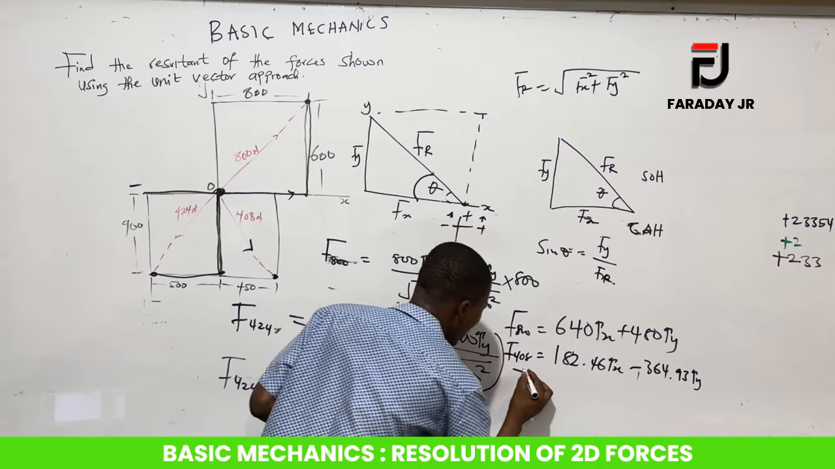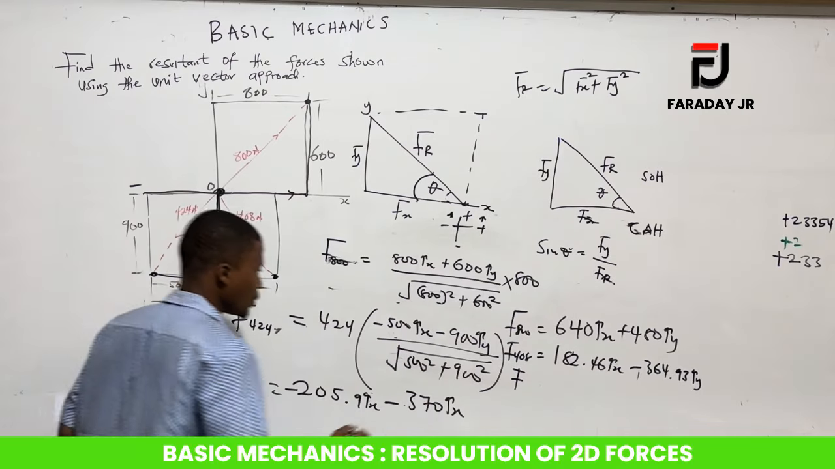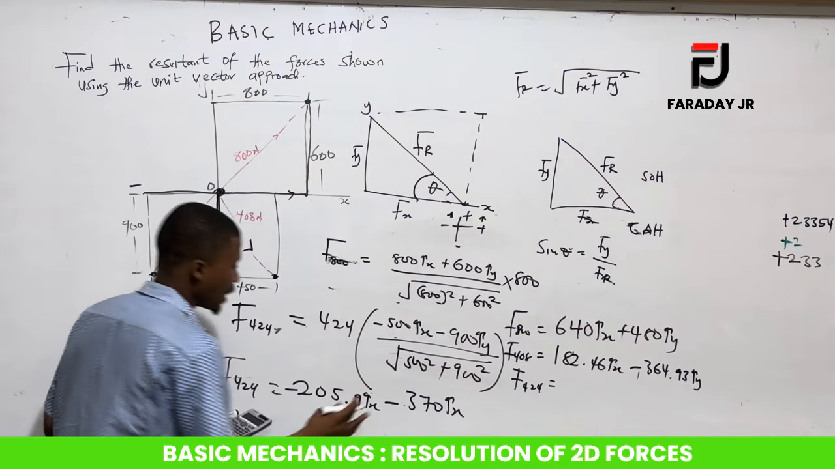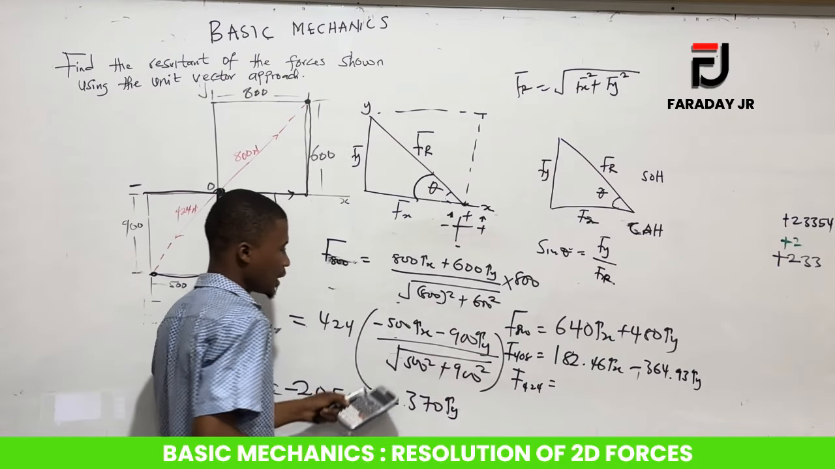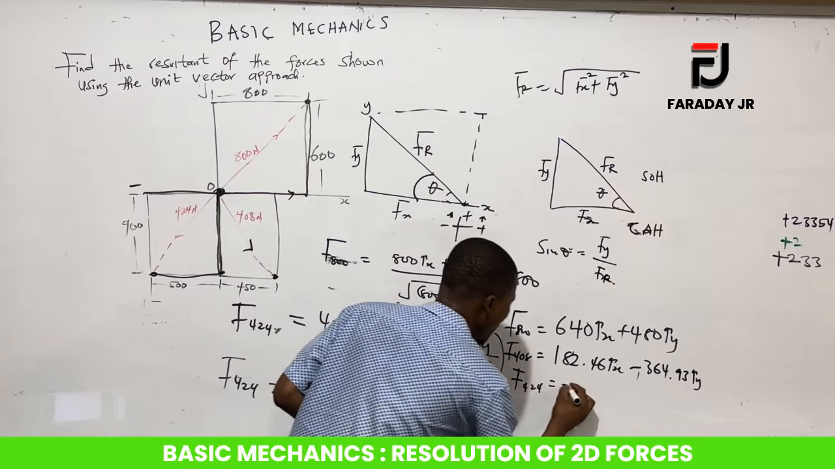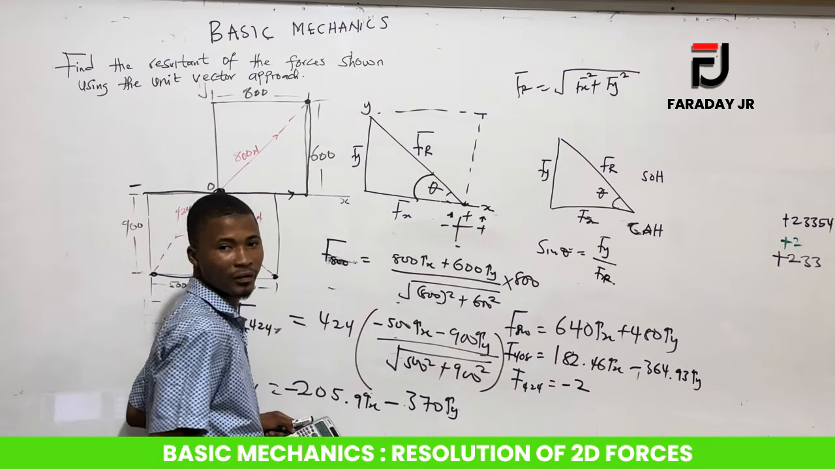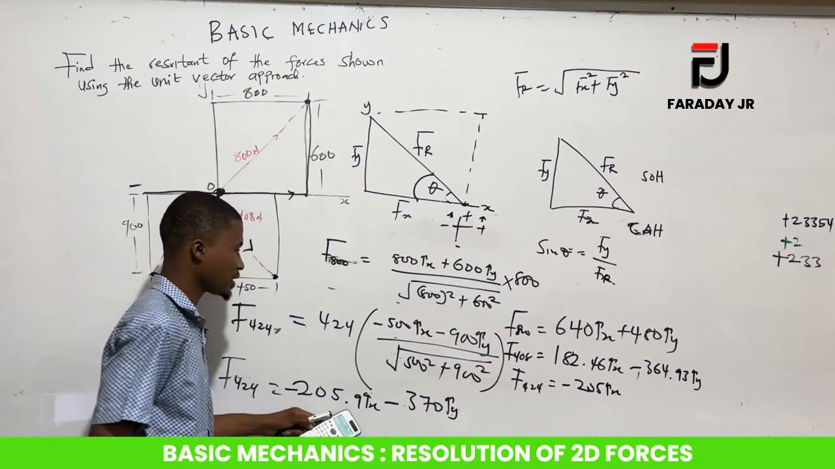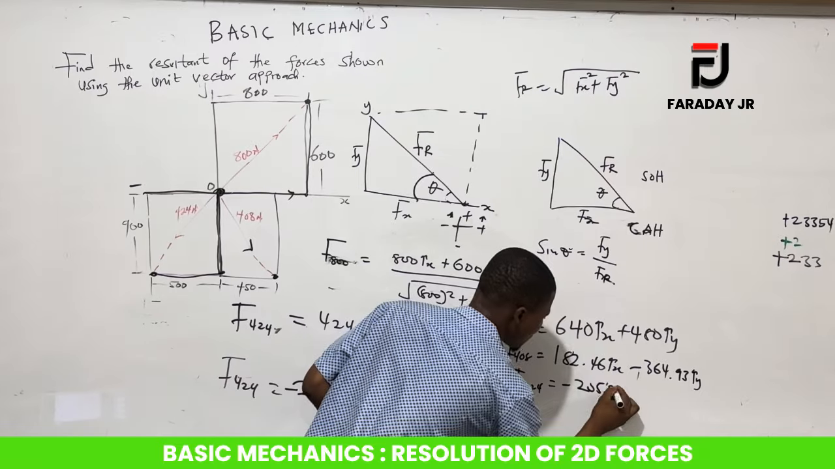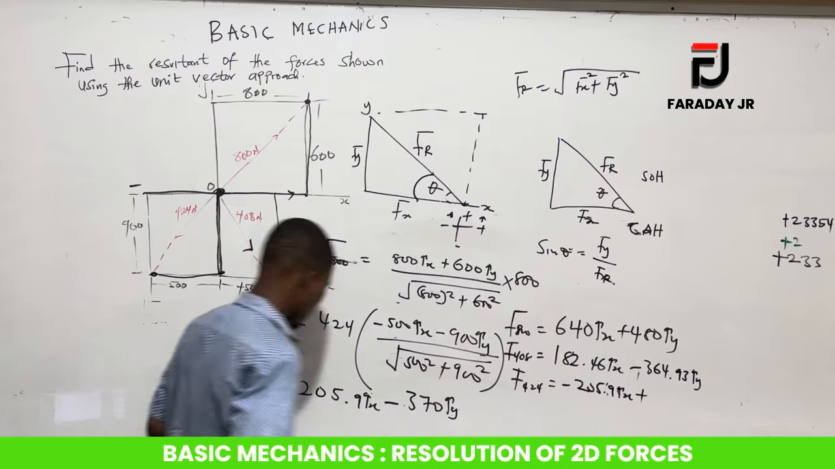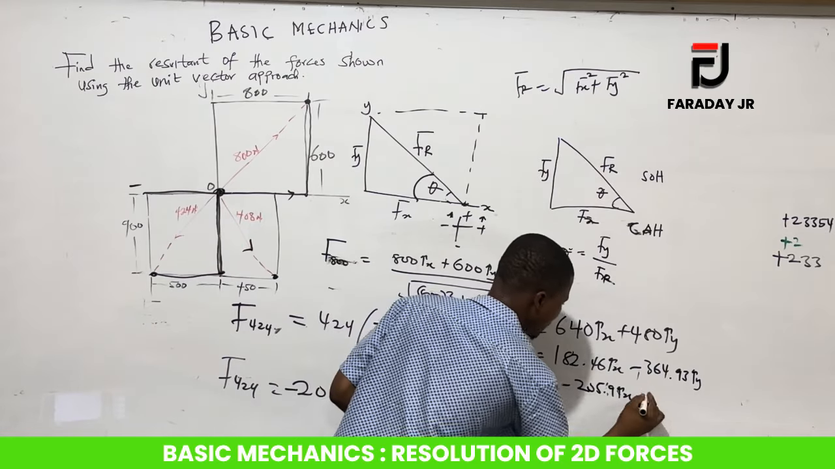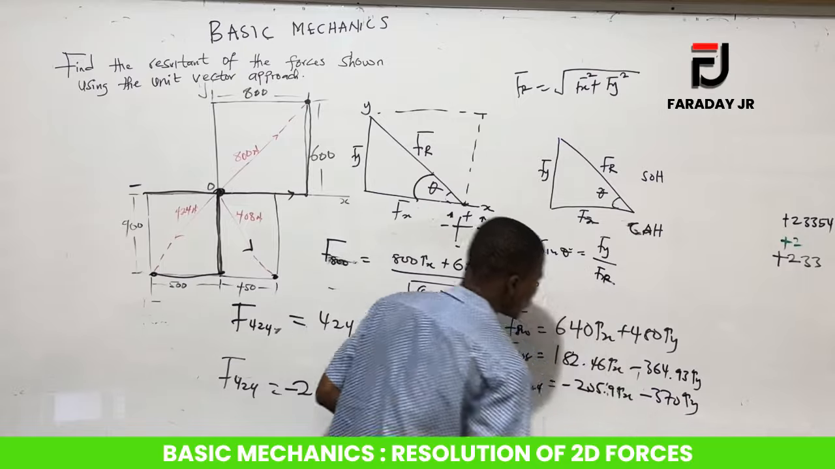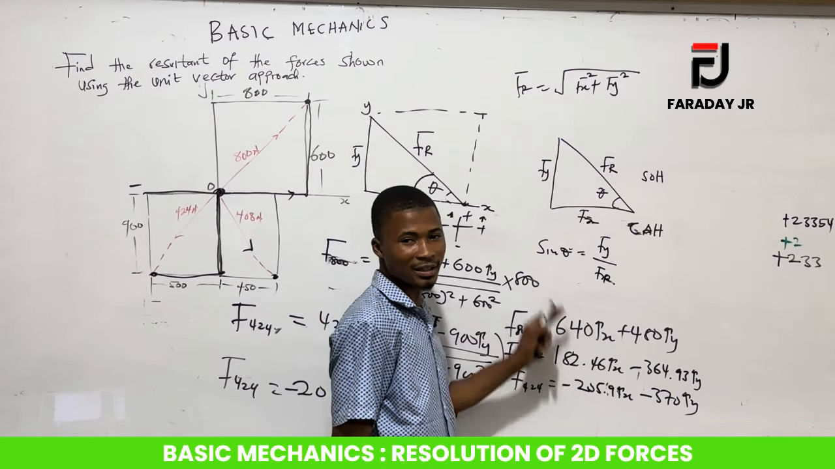So you realize that this other force here has been giving us force 424, right? This one is iy, sorry. It has given us minus 205.9 ix, right? 0.9 ix. Minus another negative, minus 370 iy. So when we finish, what we do is add all the x.